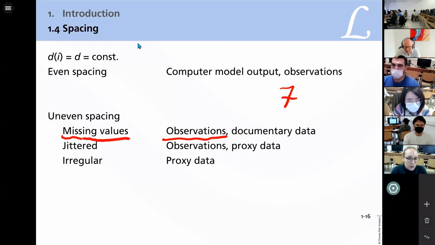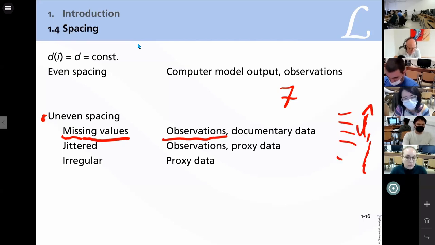Okay, these are typical situations, observations with some missing values. This is also a case of uneven spacing. Then with proxy data, marine sediment cores, you can have what is called a jittered spacing. This is more or less evenly spaced, but you have slight variations. Sometimes a bit higher accumulation of the archive, sometimes a bit smaller. But you can also have with proxy data completely irregular spacing, as with the ice cores.